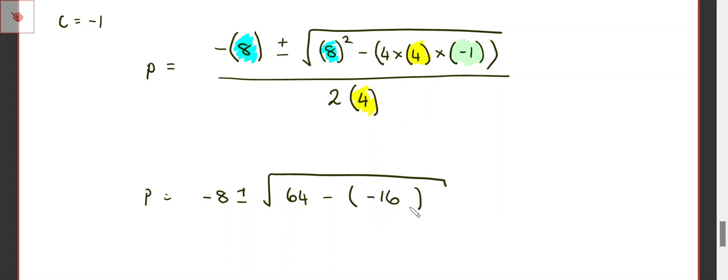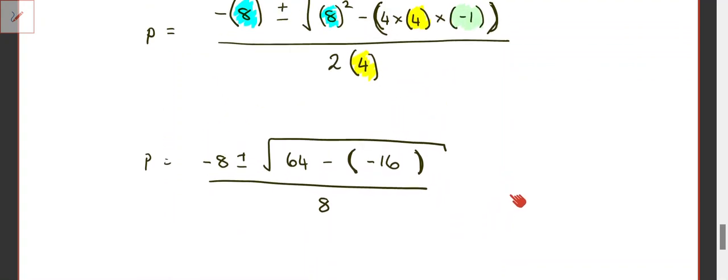And you notice how I've kept it in brackets, these brackets here? Why did I do that? Because I've got a minus and minus. I'll tell you in a sec. Underneath, I can do that. It's 2 times 4 is 8.